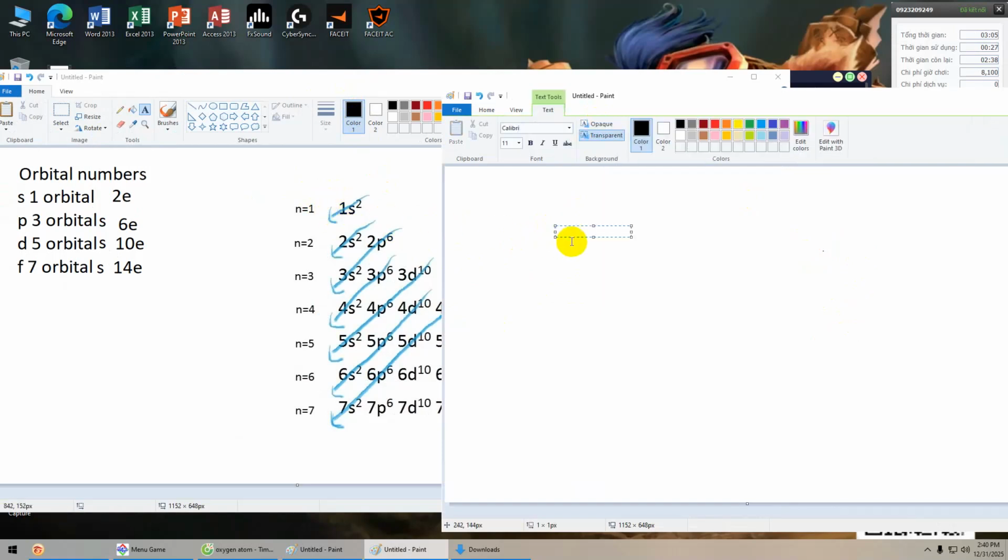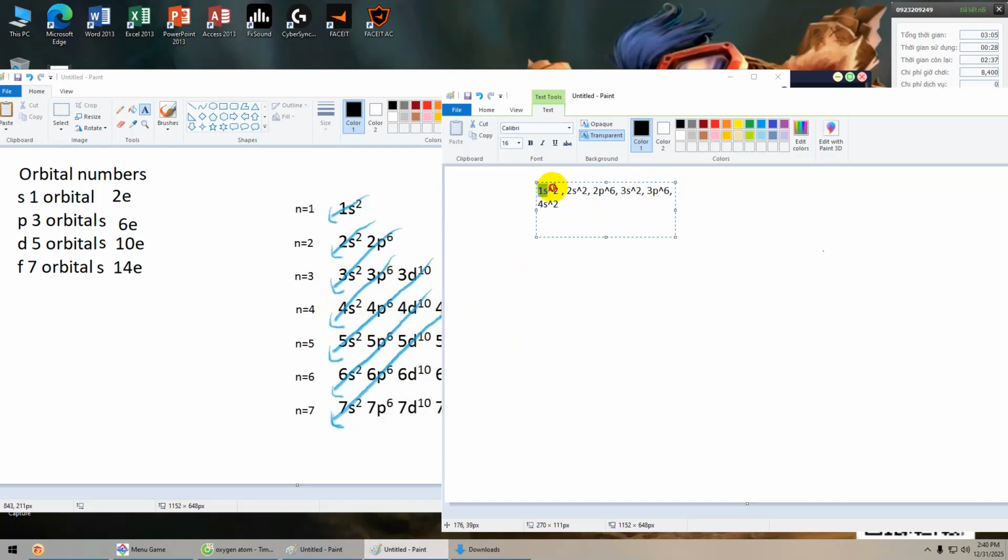First of all, we say there is 1s2 and then 2s2. We keep going here, then we go here and continue to 2p6, and we continue to 3s2, and we continue to 3p6, and we continue to 4s2.